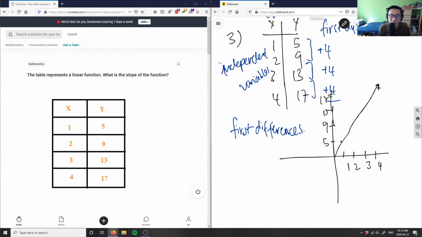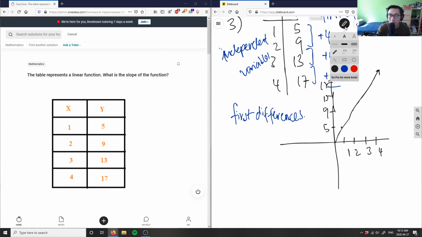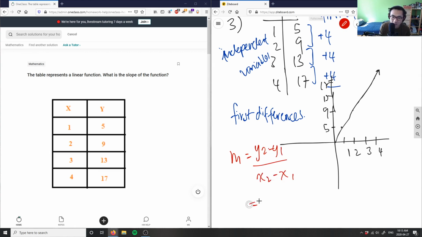And if you look at how to calculate my slope using my graph, I can simply say it's rise over run, right? Or I could simply use the equation here, m equals y2 minus y1 over x2 minus x1. If I were to take out these 2 points, for example, so this is point 1 and point 2, I could simply do y2 here is 9, y1 here is 5, over 2 minus 1. This is 4 over 1, which equals 4.